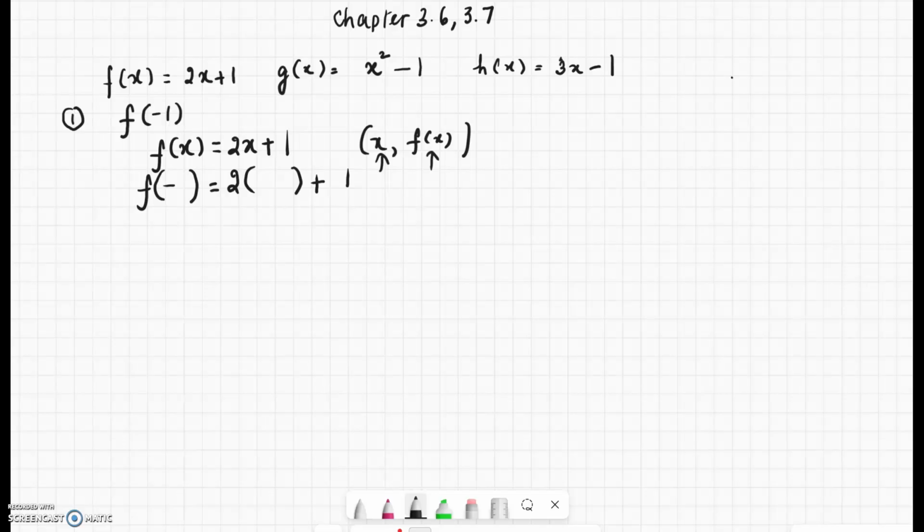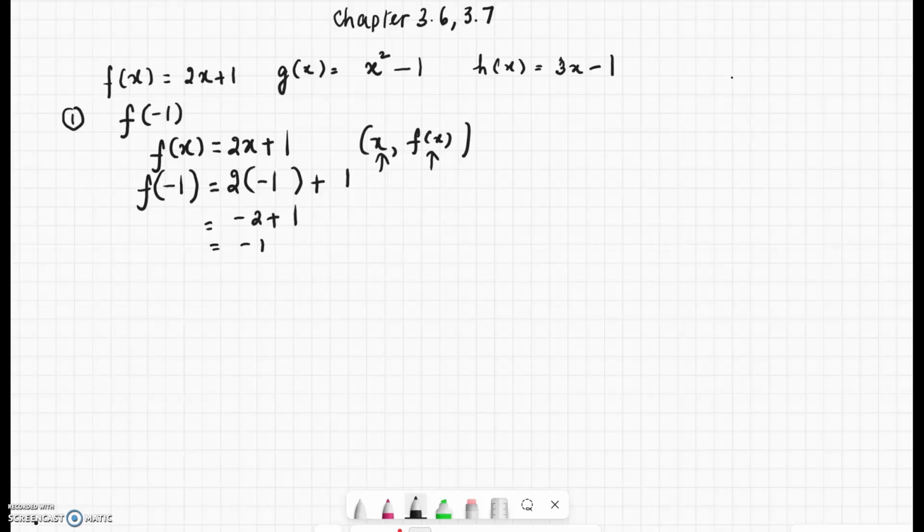Let's say I want to plug in -1. I want to evaluate the function f at x equals -1. So 2 times -1 plus 1. And that's equal to -2 plus 1, and that's equal to -1.